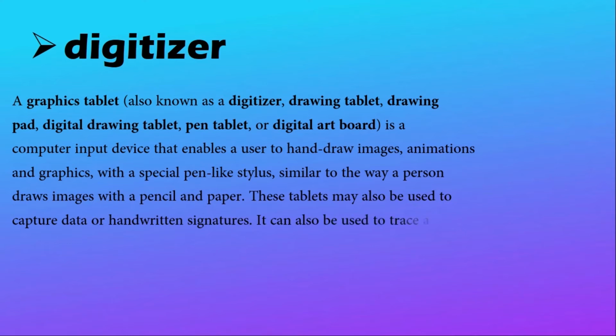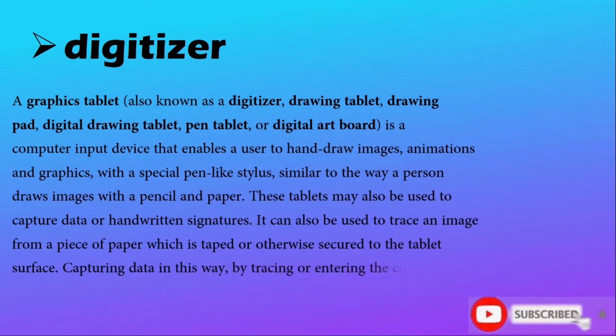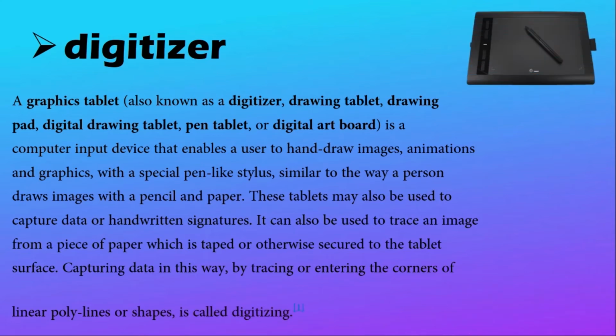It can also be used to trace an image from a piece of paper which is taped or otherwise secured to the tablet surface. Capturing data in this way by tracing or entering the corners of linear polylines or shapes is called digitizing. So you can see that a digitizer is just like a tablet. It has many names like digitizer, drawing tablet, drawing pad, digital drawing tablet, pen tablet or digital artboard. This is the device.